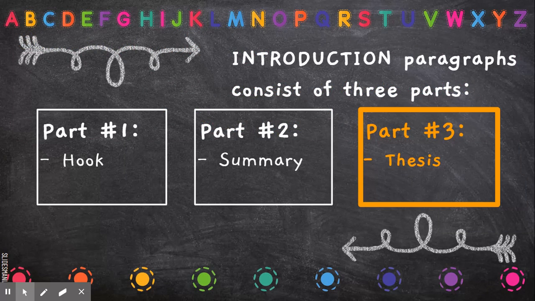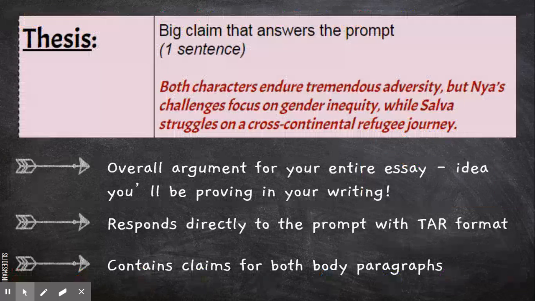Last, the thesis. Both characters endure tremendous adversity, but Naya's challenges focus on gender inequity, while Salva's struggles on a cross-continental refugee journey. This is my overall argument for the entire essay, and it's the idea I'm going to be proving in my writing. It responds right to the prompt, and it contains the ideas that'll be in my body paragraphs. More on that later.